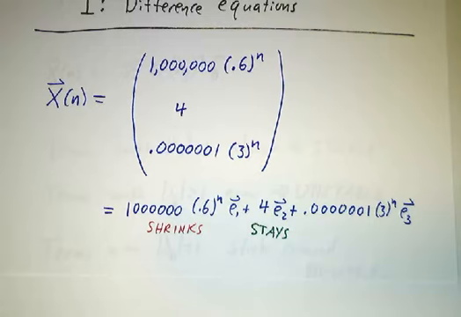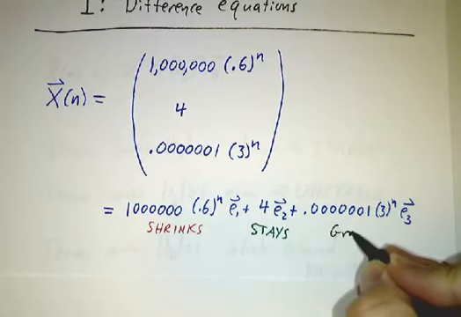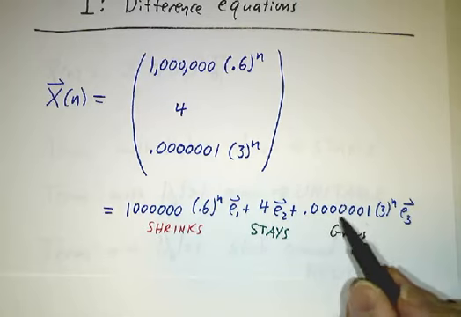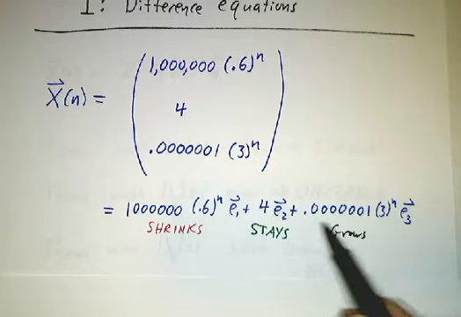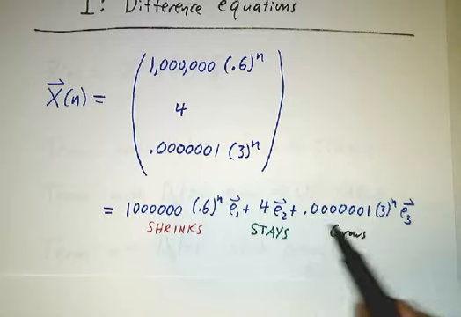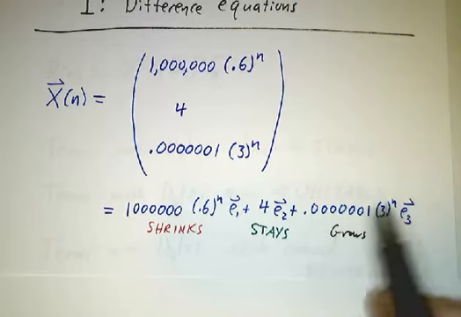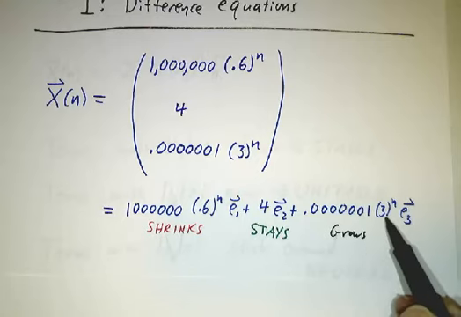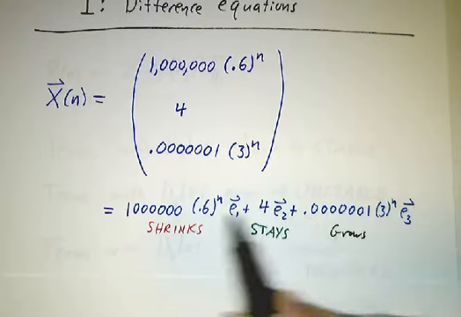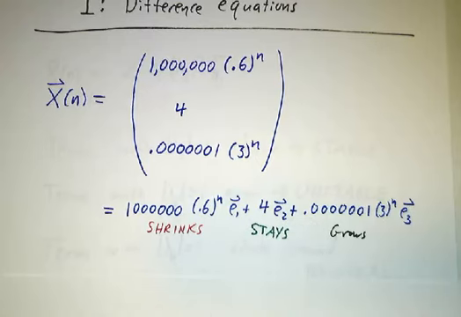And the last term grows. Now, it starts off real small, but it doesn't matter how small it started off, it's going to keep growing and growing and growing. In the long run, this term is going to be much bigger than the other two terms put together. The fact that the coefficient was small is irrelevant. The fact that the number that you're taking to the nth power is bigger than 1, that matters. 3 to the n grows, 1 to the n doesn't do anything, 0.6 to the n shrinks.